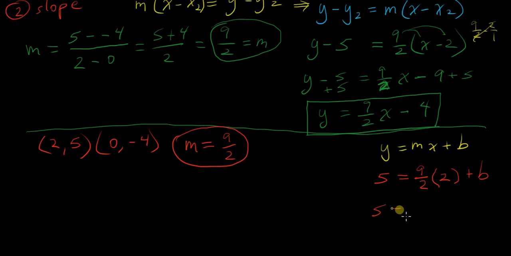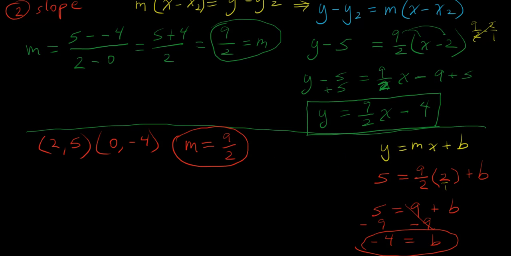So 5 equals, what's 2 times 9 halves? Well, that's just 9. If you think of that as 2 over 1, and 2's cancel, and it just leaves you with 9. Okay, we almost know what b is now. Well, now I'm going to subtract 9 from both sides, and we see that b equals -4. Okay, well, that's all we needed. We have all the information needed. We have m and we have b. Here's m and here's b.